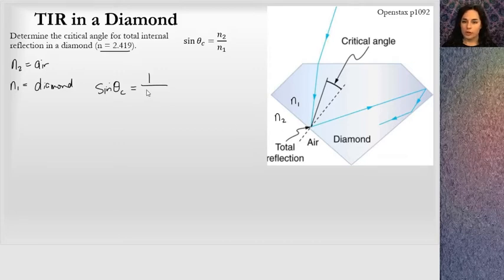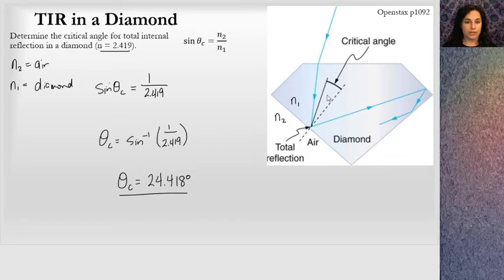N1 is 2.419. So when you solve this, a little bit of manipulation, you're going to use the inverse sine function in your calculator, and you get theta c, the critical angle for the diamond-air interface, which is 24.418 degrees. So that's that angle right here. For any angle outside of that, you will also get total internal reflection, but this is the minimum that meets total internal reflection.